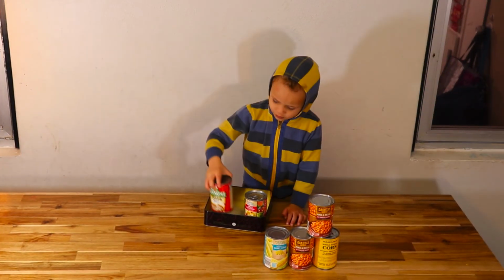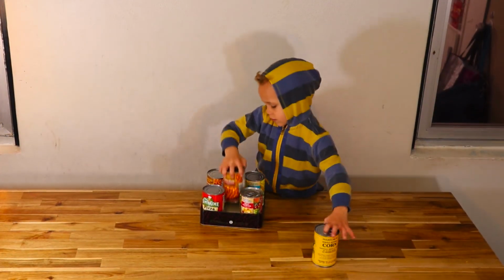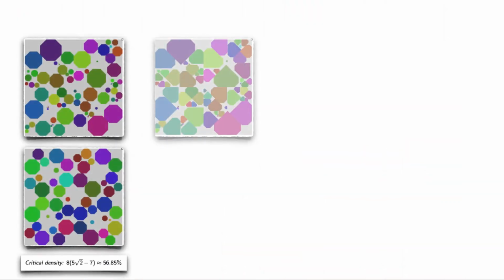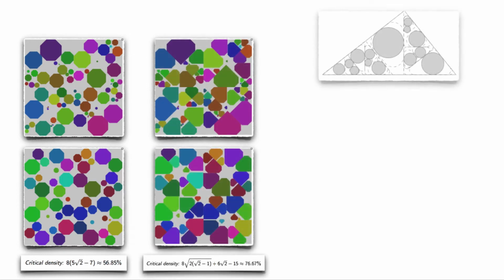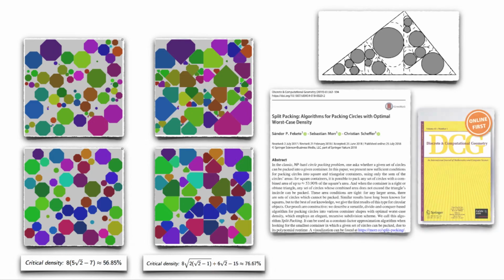The idea of split packing can be generalized for other objects and containers. Here are some examples of packing regular octagons or certain types of heptagons called rubies into a square, or circles into a triangle. Full details can be found in a recent journal paper.